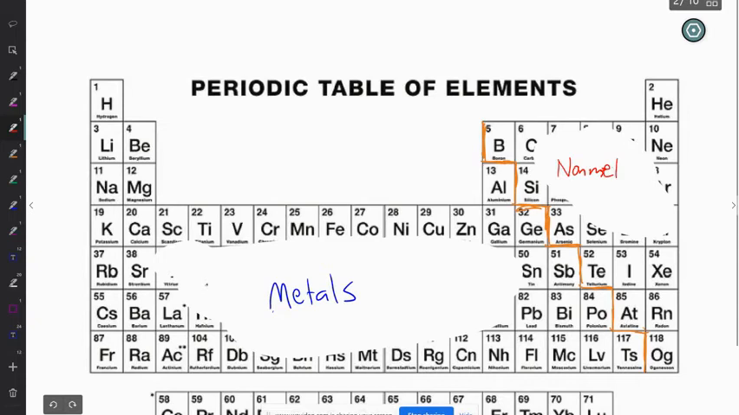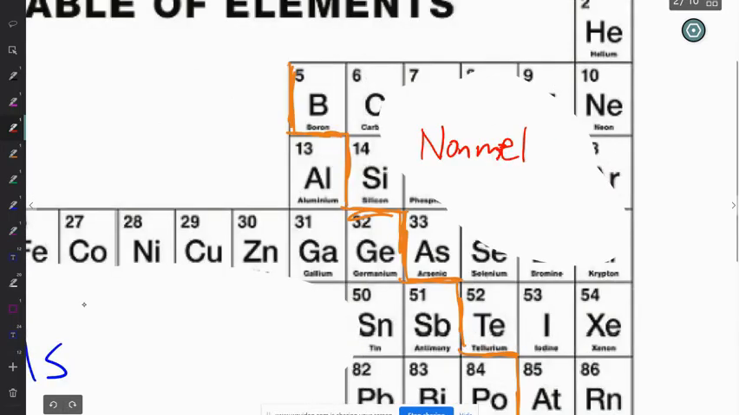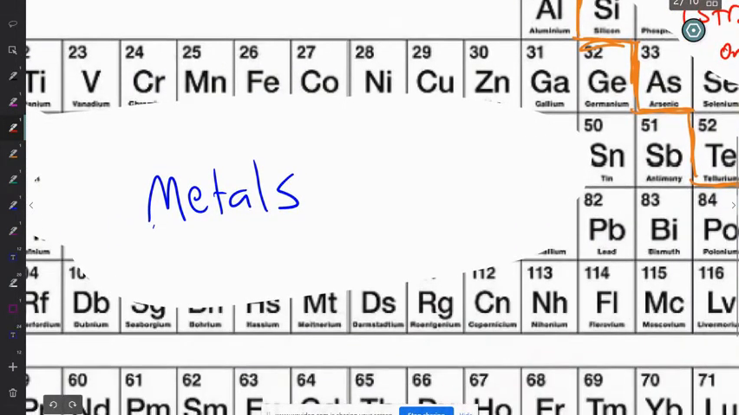I know it's not very creative. And the key thing to know, the difference between these: nonmetals have a strong hold on electrons, and metals have a weak hold on electrons.